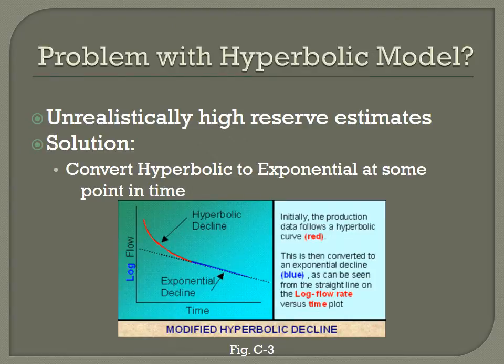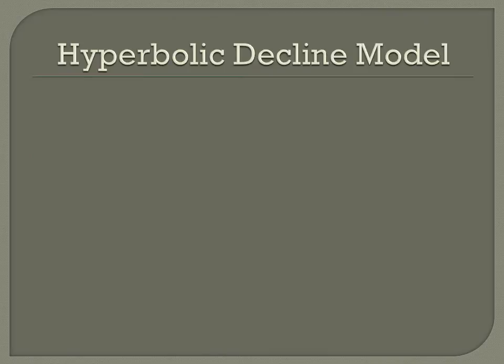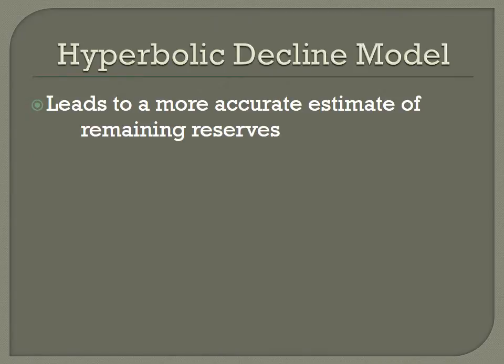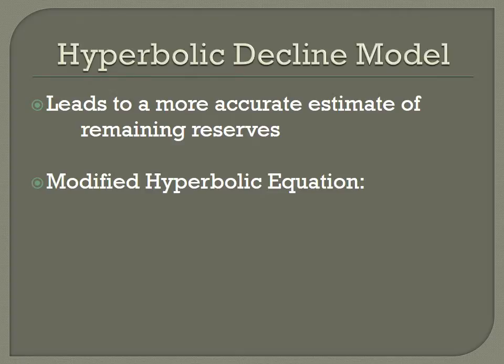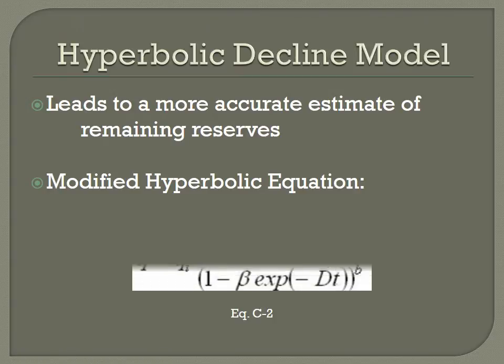For example, the decline rate may start out at, say, 30% and continue to decline in a hyperbolic fashion until the decline rate reaches, say, 10%, at which point it will begin to decline in an exponential manner. This modification allows for a more accurate estimate of remaining reserves. The hyperbolic equation was also modified to include this transition from hyperbolic to exponential, as noted below.